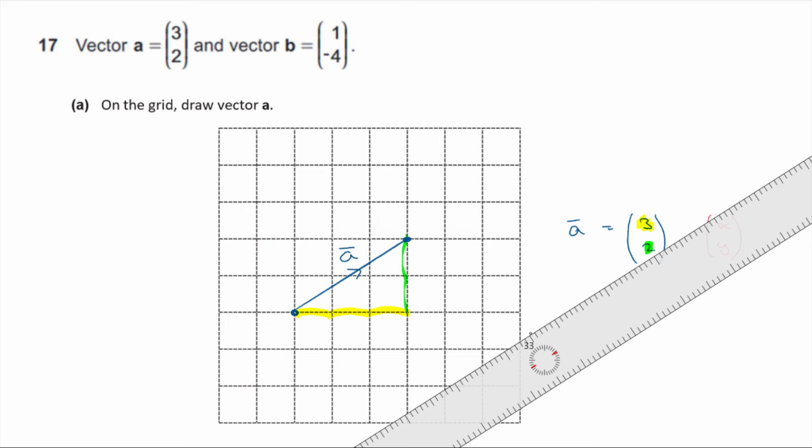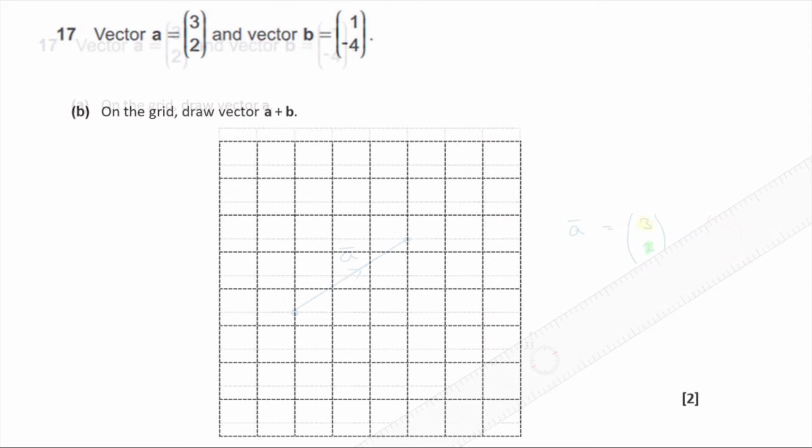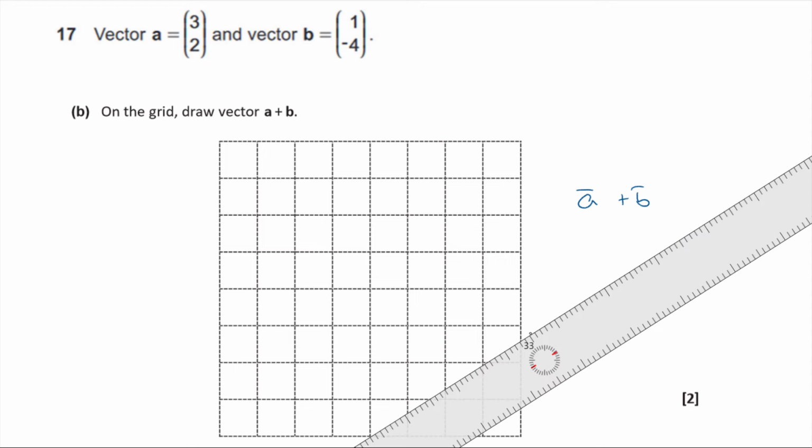I'm just going to get rid of my yellow and green bits because they're not really part of my drawing. So yeah, that's the vector A there. Now for the second one, we need to draw the resultant vector A plus B. Now there are 2 ways of doing this. The first way is just to draw vector A and then draw vector B on the end of it, and then the resultant vector will be one followed by the other.